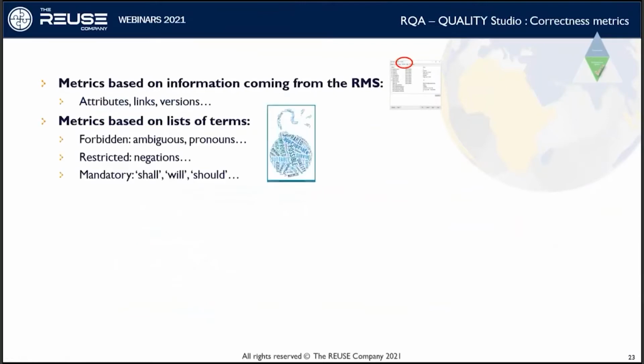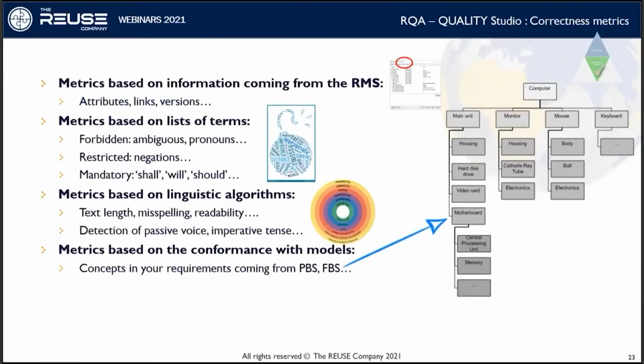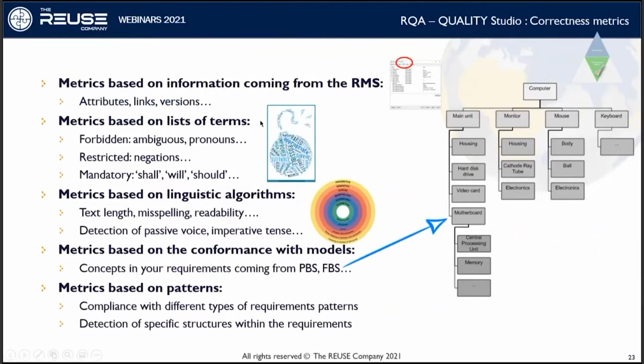So considering the correctness dimension, you have different information that you can use and different results that can be obtained from this information. So we can have metrics based on the information coming from the requirements management system, like, for example, attributes, links, versions. So check that an attribute is correctly stated. Same for the links, same for the versions. Is the version consistent with the rest of the specification, and so on.